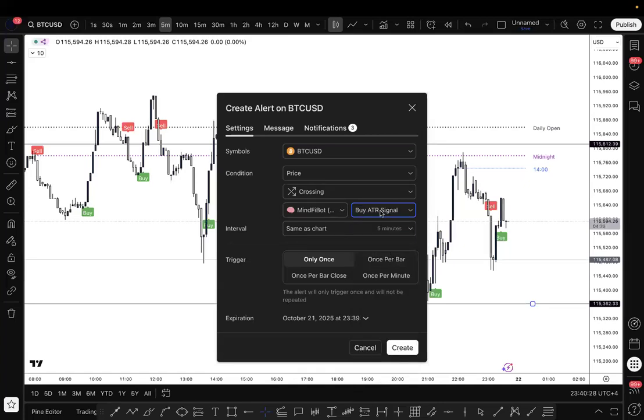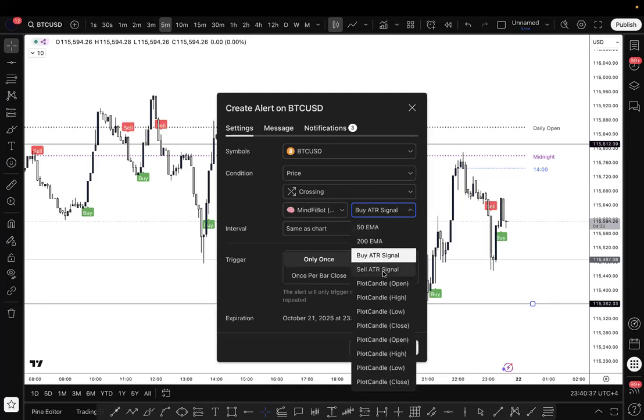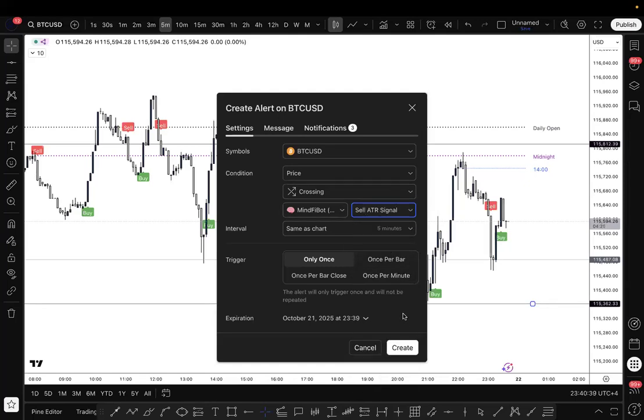So if you want the buy signal, immediately you put buy ATR signal. When a buy alert comes, it will alert you. When you put sell ATR signal, when a sell alert comes, it will alert you. So this is how you create it on phones or on tablets, because you cannot right click on the app, right? So this is very important because I get these questions all the time. So this is how you create an alert on the MindFiBot. Very important.